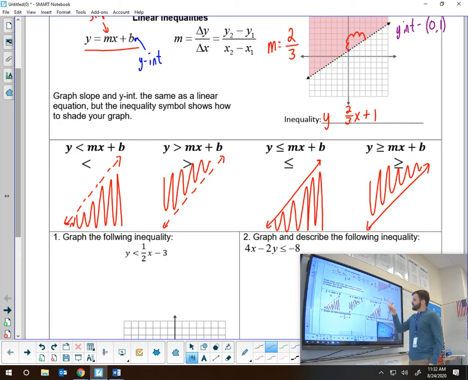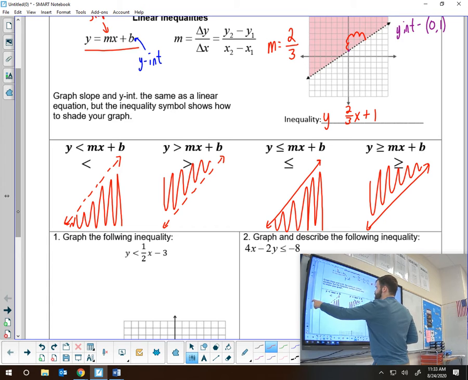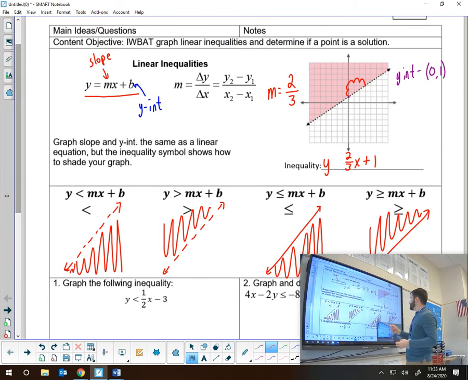Now, if it is less than or equal to, we have a filled in line, and we fill in below because it is less than. And then if we have a greater than or equal to line, we have a filled in line because it is also equal to, and we fill in above. So looking back up here, what is it going to be? For my inequality, which one of these four is going to go in this spot? Yeah, it is going to be greater than, okay? Because it is a dotted or a dashed line, and we fill in above, so we fill in greater than.